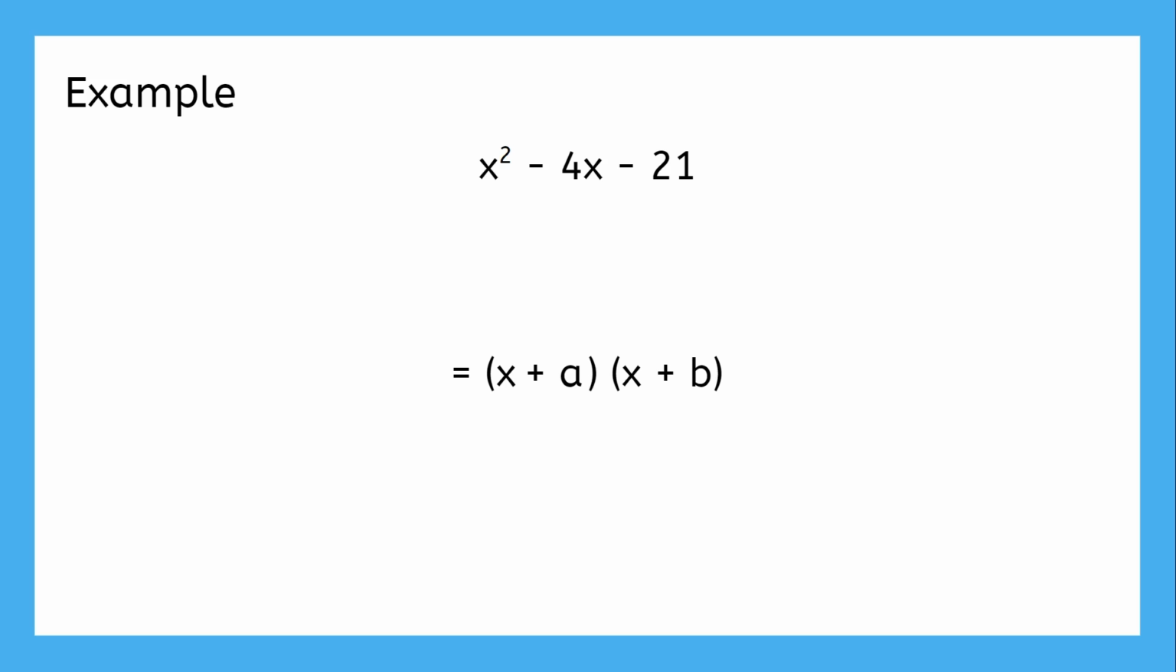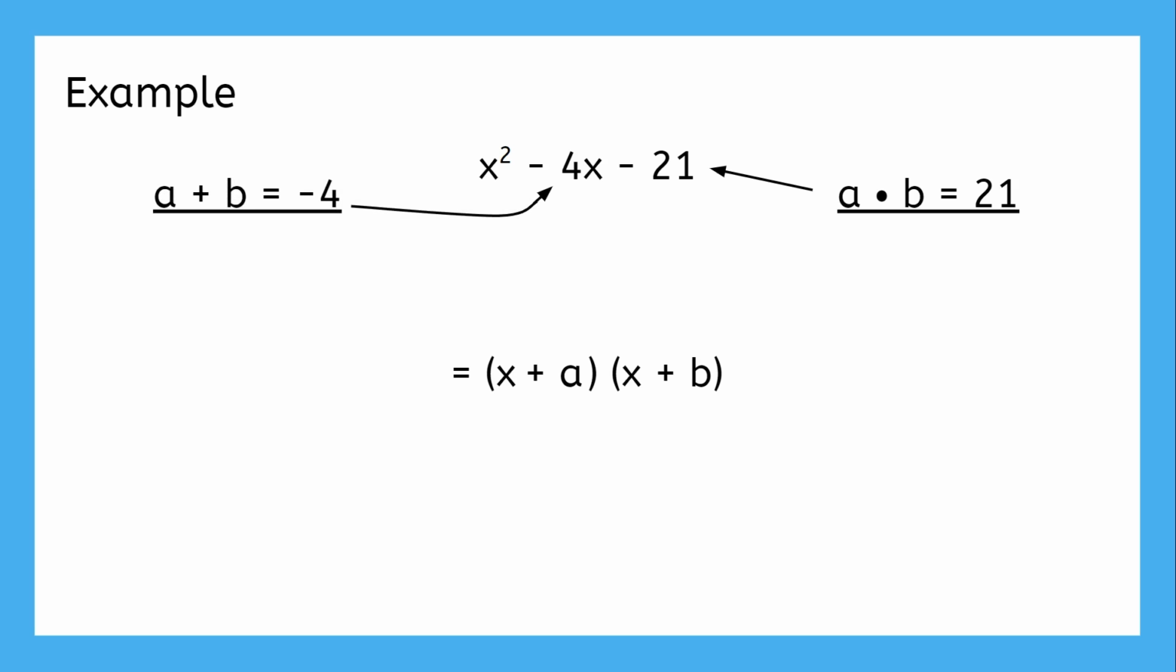Now that we've got an idea of how the binomial factors and quadratic product are related, let's try to use that knowledge. Here we have the quadratic function x squared minus 4x minus 21. Since the first term is x squared, that has to come from x times x. To find the constant for each factor, we'll use what we just learned. The constant at the end of the quadratic comes from multiplying the two values together. And the middle term comes from adding those same two numbers. If we can find a pair of numbers that fits both requirements, we'll have our factors.